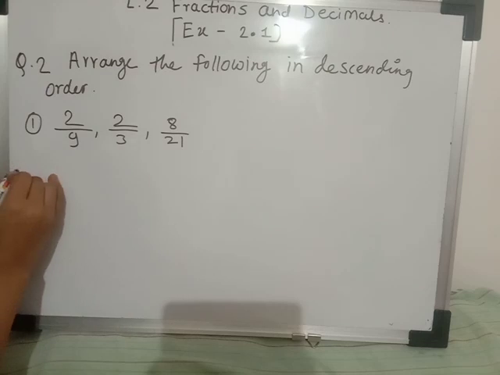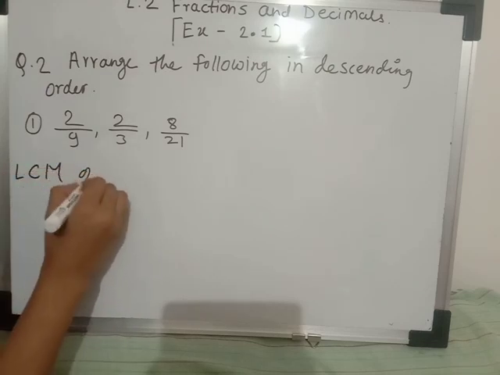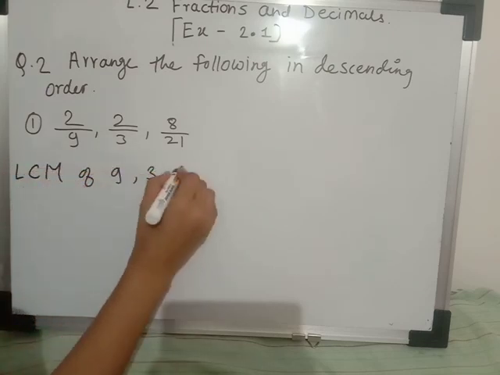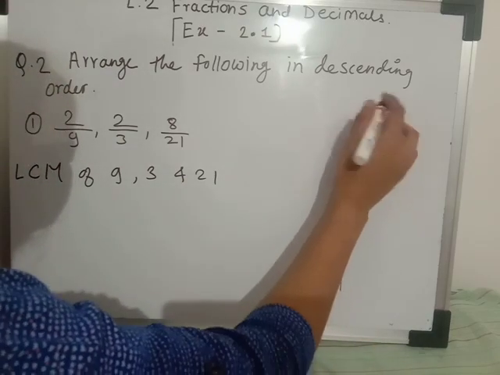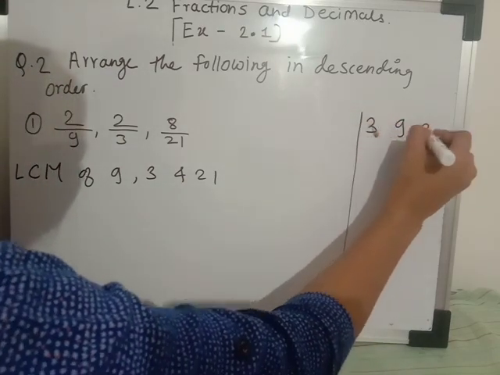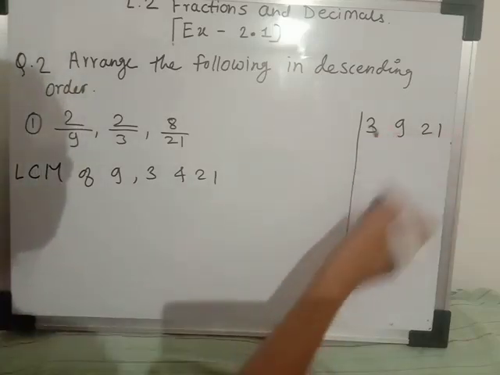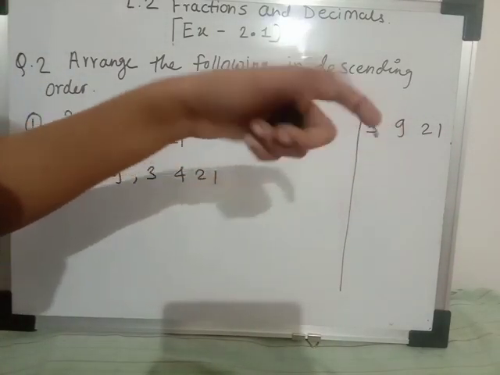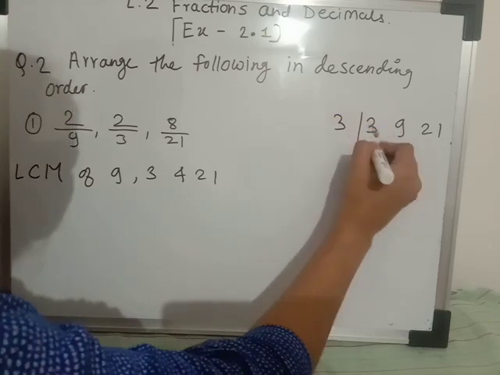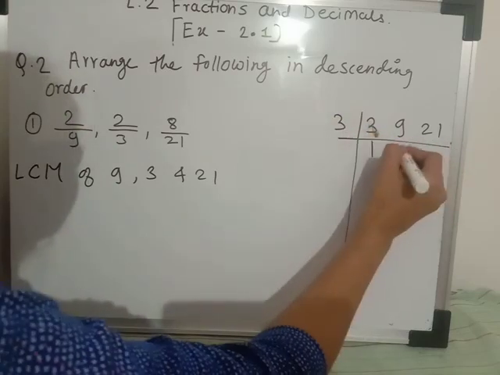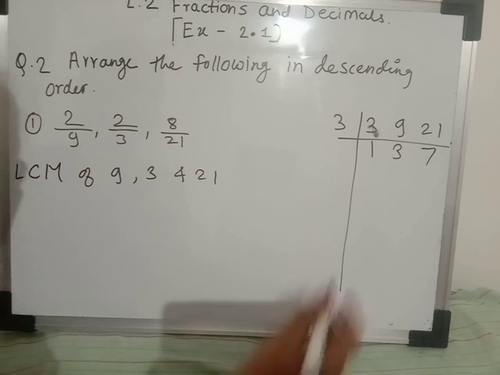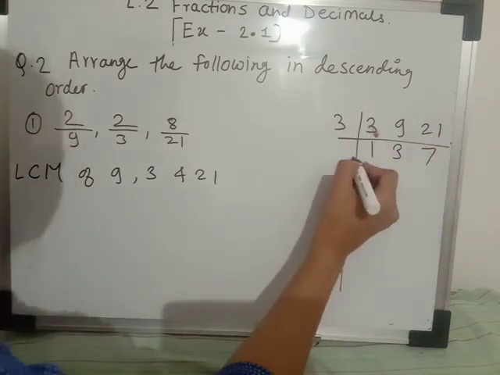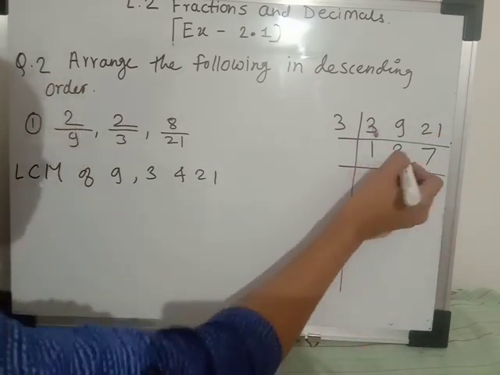So the LCM of 9, 3 and 21. Okay, so here I will write 3 and 9 and 21. Now here you can see all numbers are divisible by 3. 3 ones are 3, 3 threes are 9, 3 sevens are 21. Okay, now here again 3 is there.